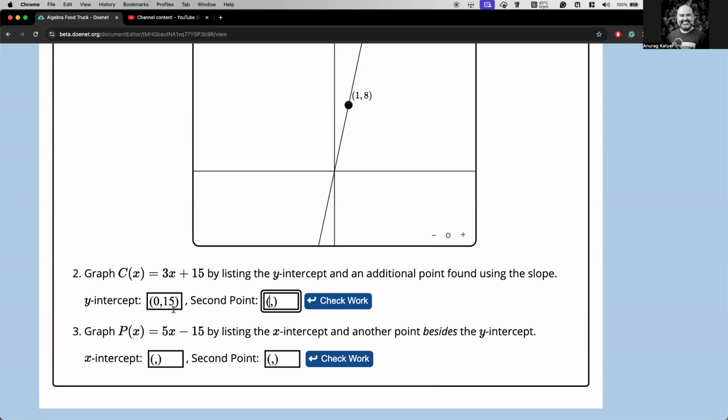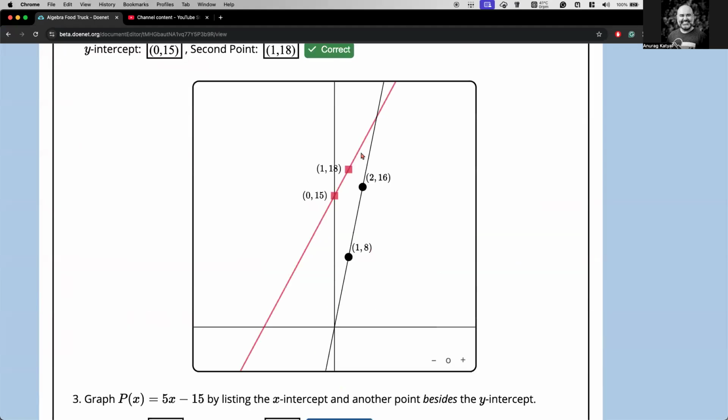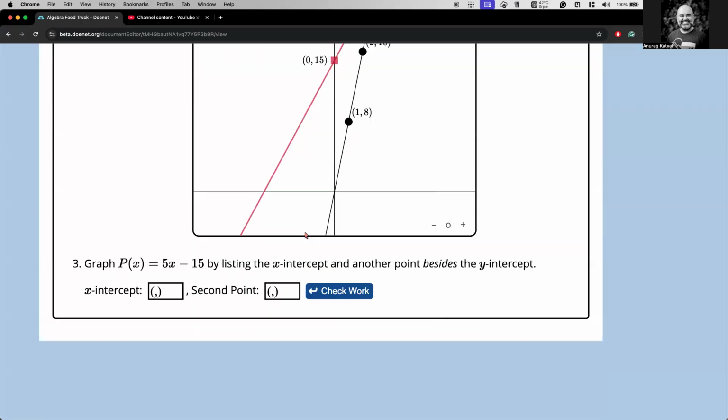So if you start at 0, 15 and you go up by 3, what's your new y coordinate? From 15, you're going up 3, 18. And from 0, you're going right by 1, 1, 18. Hooray! Red line is the cost function. What's the profit function? And I need an x-intercept and a second point besides the y-intercept.